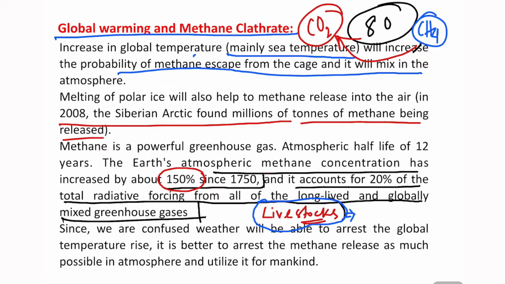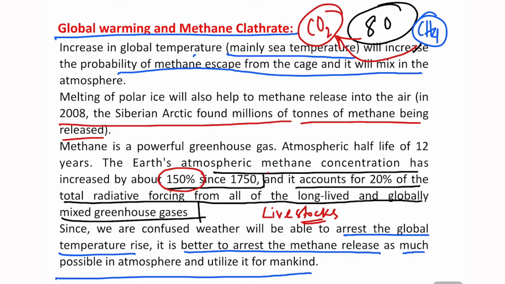So now the question: since we are confused whether we'll be able to arrest this global temperature rise, it is better to arrest the methane which is going to be released into the atmosphere as much as possible beforehand and use it for mankind. Meaning, before it mixes in the atmosphere, if we can trap and utilize it, it will be beneficial for mankind. So that is the scientific background, or the global warming point of view, its contribution.